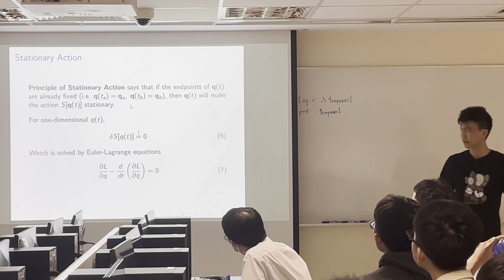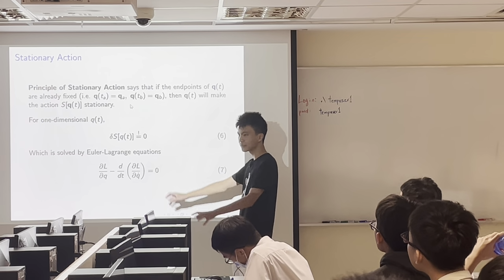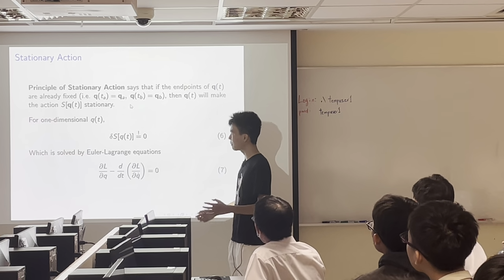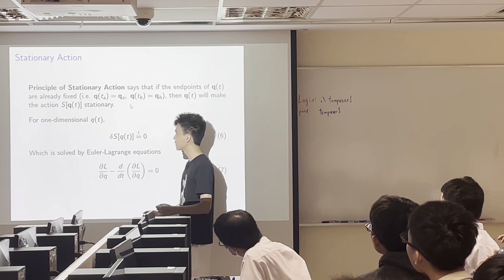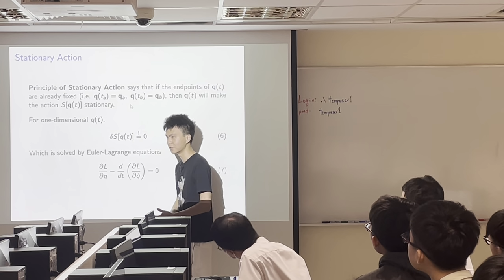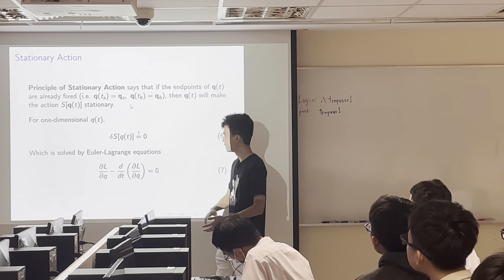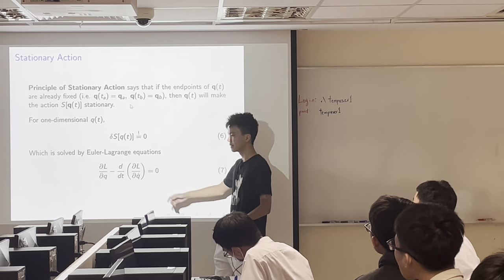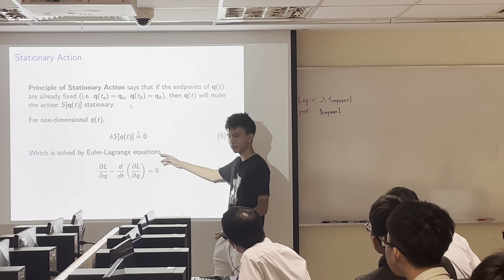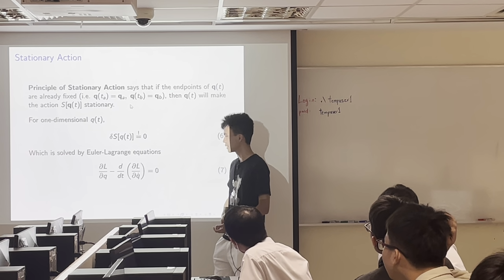And there's a concept called the principle of stationary action, which says that if my endpoints are fixed, then the path the particle takes, the path q of t, is one that makes the action stationary. What is this stationary thing? We'll come to that soon. For those who are familiar, when you make the action stationary, you come up with the Euler-Lagrange equations, and for physics Olympiad you usually don't care about the derivation; you just work directly from the Euler-Lagrange equation.